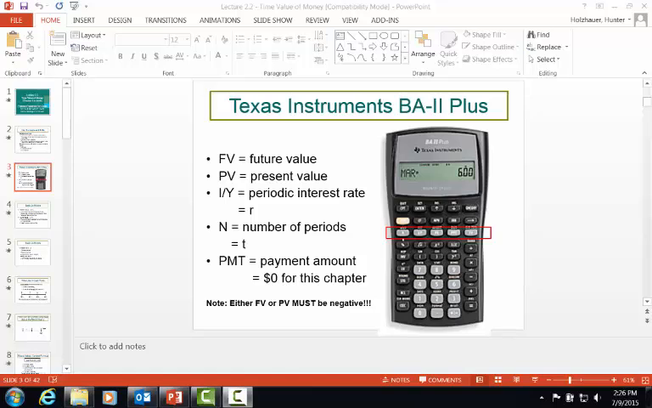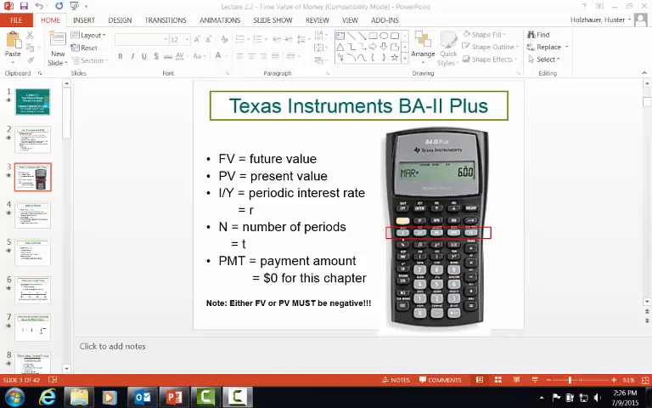The next button is your PV or present value button. The next button is the payment button. And for now, we're going to assume that that is going to be 0. So for all the problems we do today, you don't really have to worry about the payment button. Just make sure you put 0 in for it. And the future value is the last button.